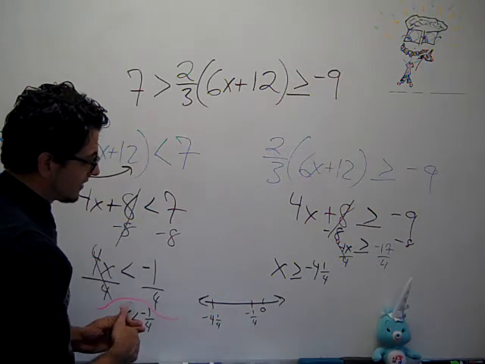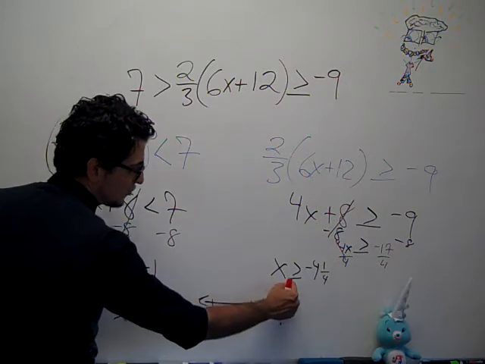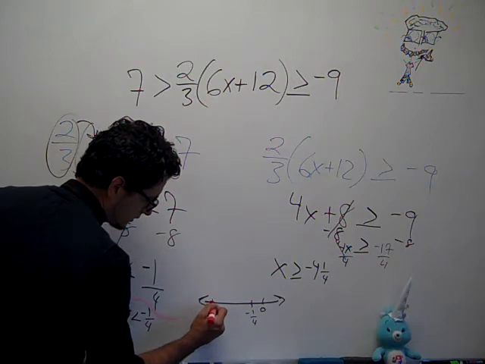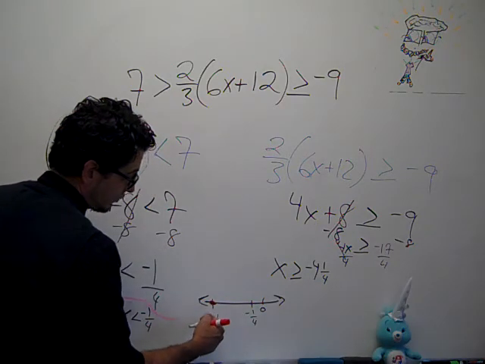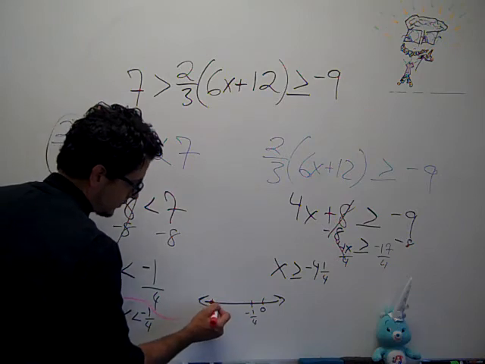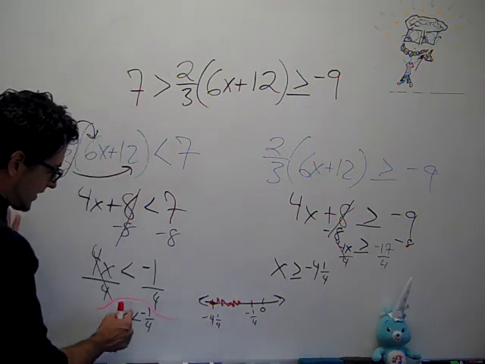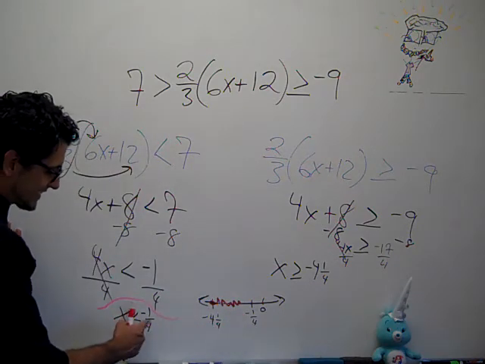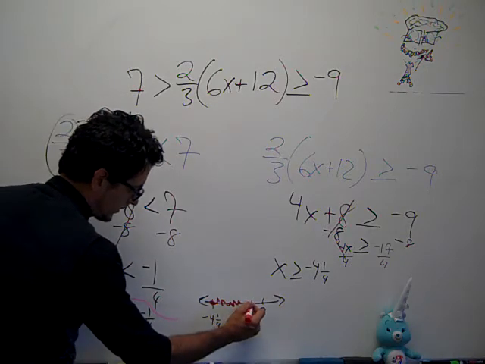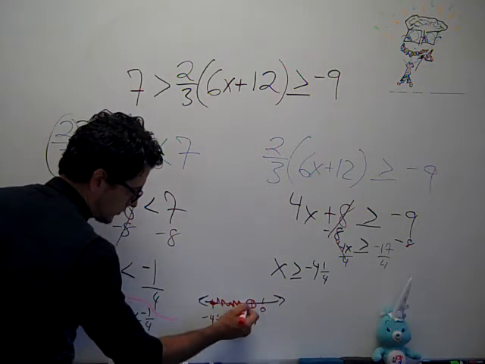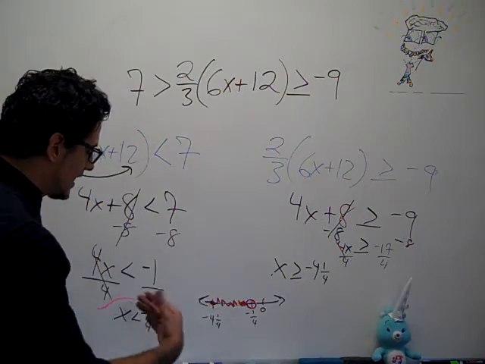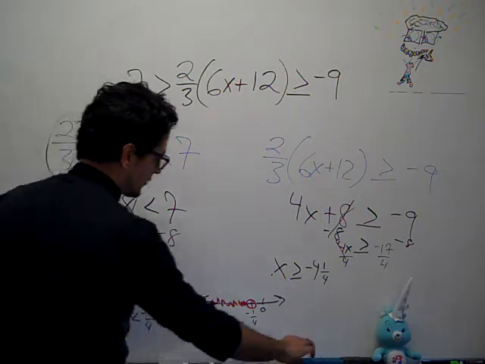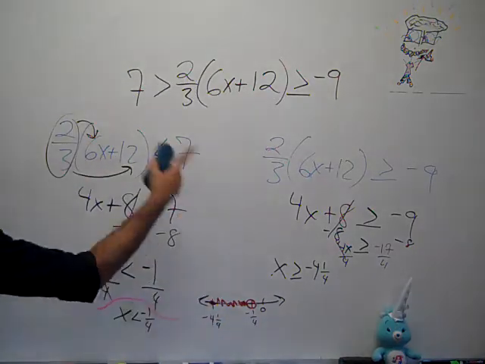So from here, I say that x is everything greater than or equal to negative 4 1/4, so it's a solid dot, and I'm graphing in this direction. And in this one, x is everything less than negative 1/4, but it's not equal to, so it's an open circle, all right? And that would show that there.